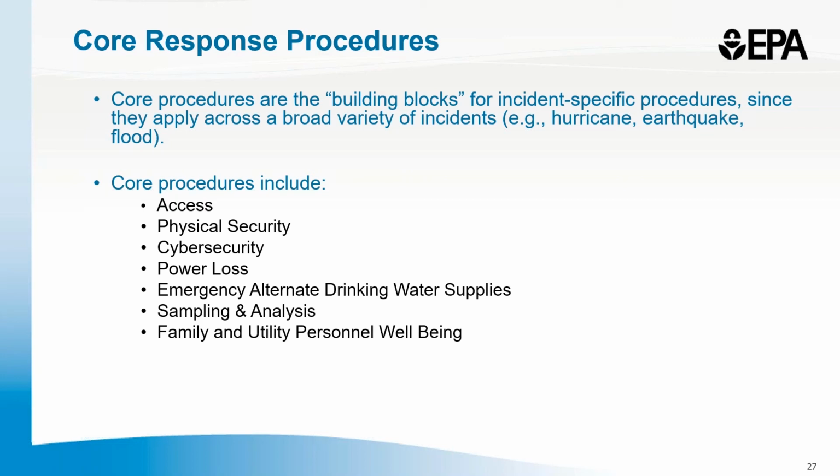Or if there's a compromise on the electronic systems, a cyber attack, or power loss, what are your plans with that? Also, in the event that you're not able to provide drinking water to your customers, what are the plans for alternative supplies? What is your sampling and analysis plan in the collection system to deal with a potential contamination event? And then finally, have you prepared your staff? Because if they're worried about their families, then they're not going to be able to do their jobs well. And so are they prepared to deal with emergencies?